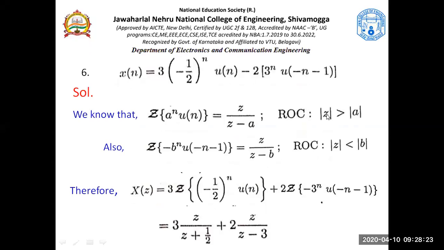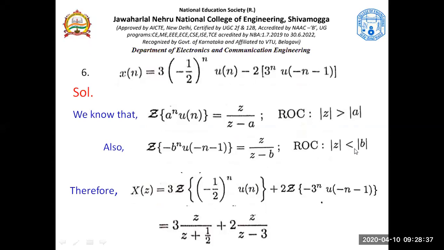Okay, so this is what we have now. We need to write the ROCs, but to see the ROC, we need to understand this. The ROC is outside, Z greater than A. Outside is a circle with A as the radius, and this is inside the circle with B as the radius.